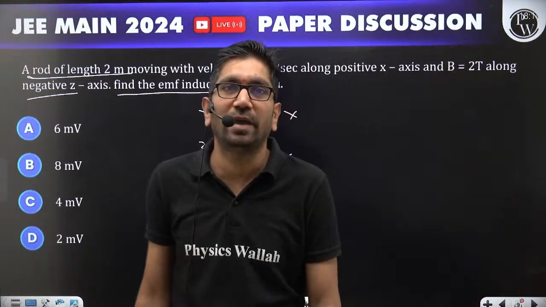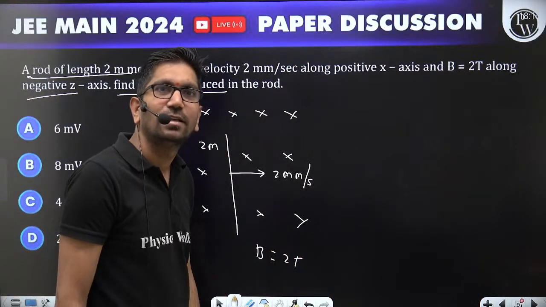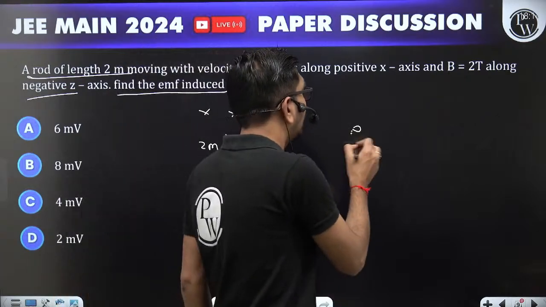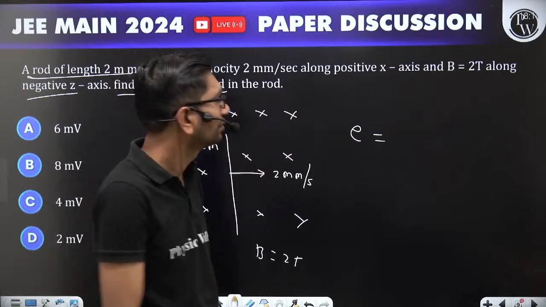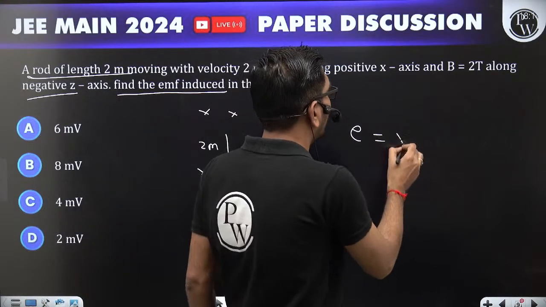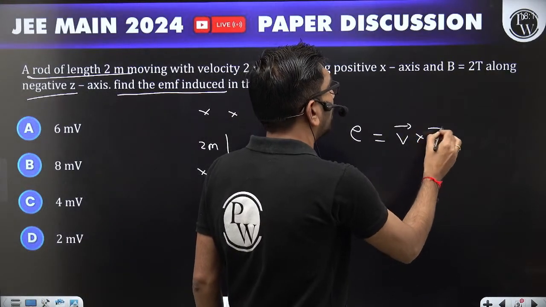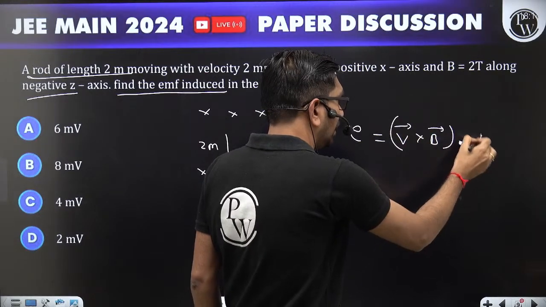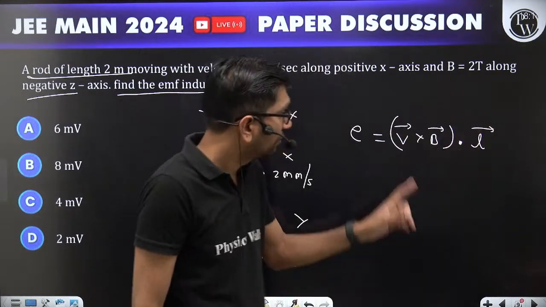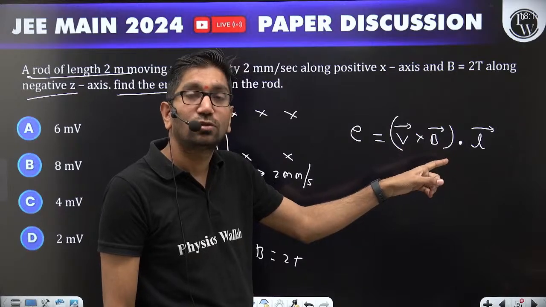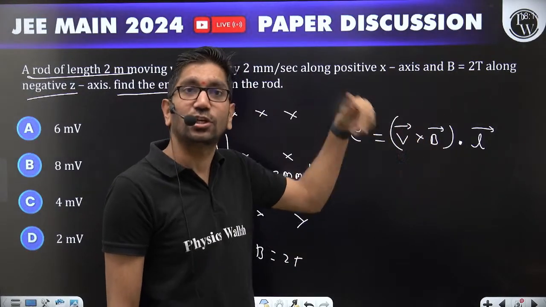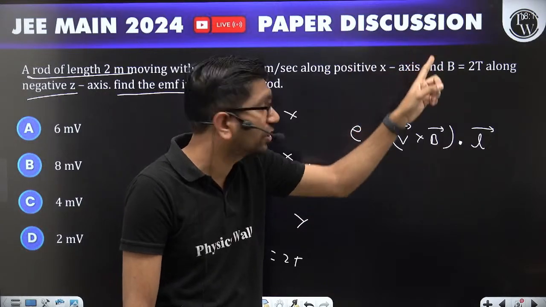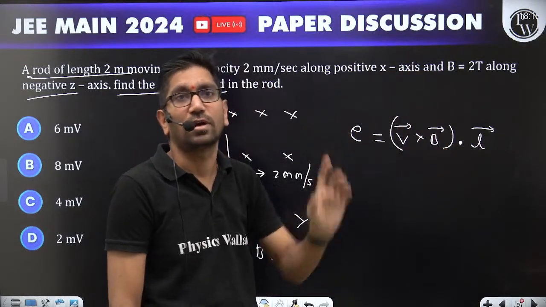This is a direct formula based question. I think you remember this formula. The induced EMF formula is (V bar cross B bar) dot L bar. So here you have to do the cross product, and whatever direction you get, with that direction you have to do the dot product.